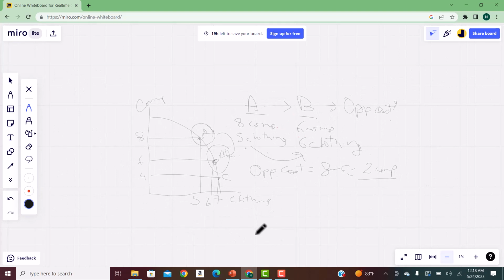Now again, let's say we move from point B to point C. Now point B has 6 computers and 6 clothing.